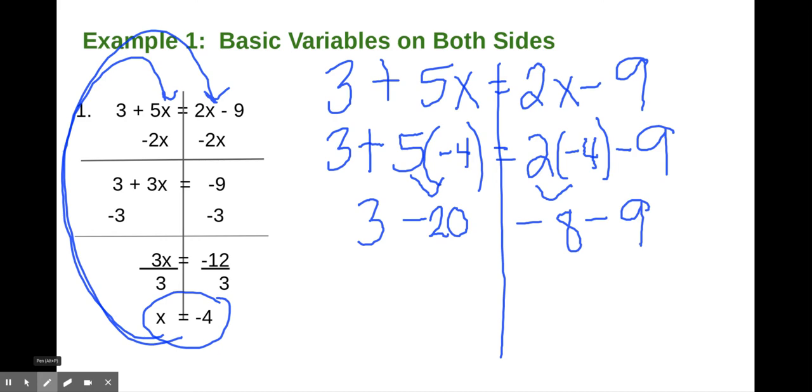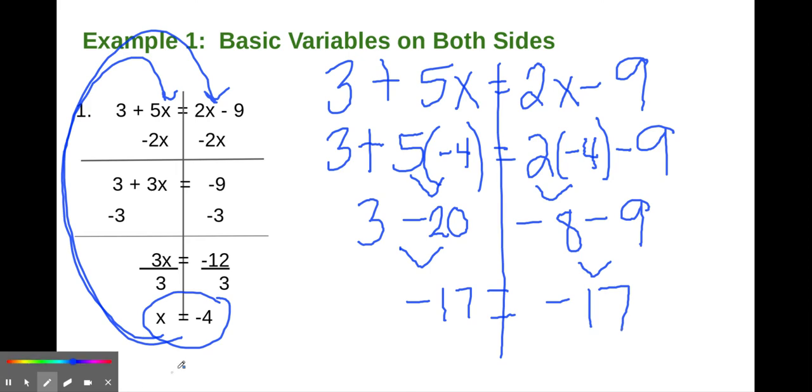So then let's do the subtraction here. So 3 minus 20 is a -17. -8 minus 9, do the math, that's also -17. When you substitute it back in, the left side and the right side have to equal one another. Okay?